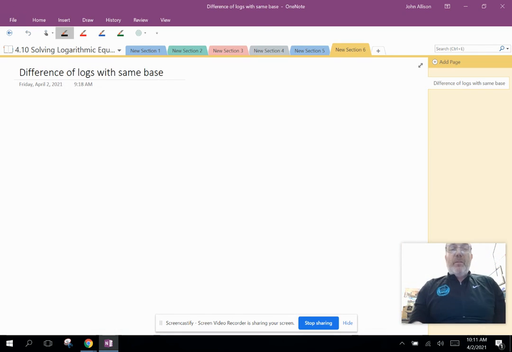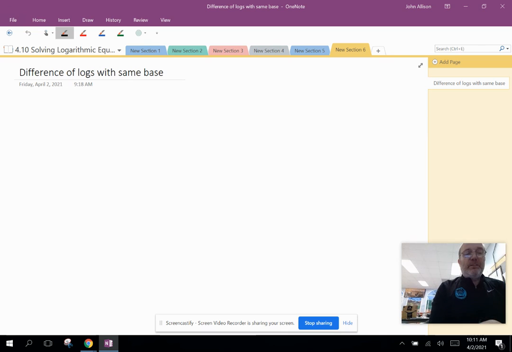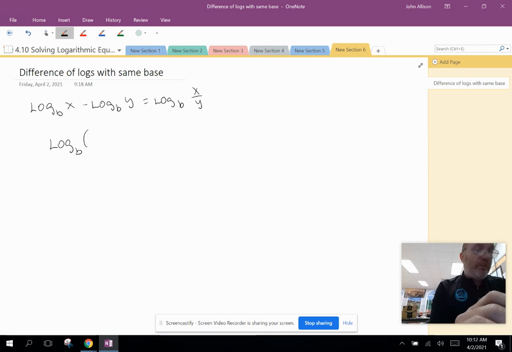Last property we're going to talk about with equations, the difference of logs with the same base. Remember yesterday we had the log base b of x minus log base b of y gave us log base b of x over y. So if we have an equation that has log base b, let's do a different base. Let's just do log.